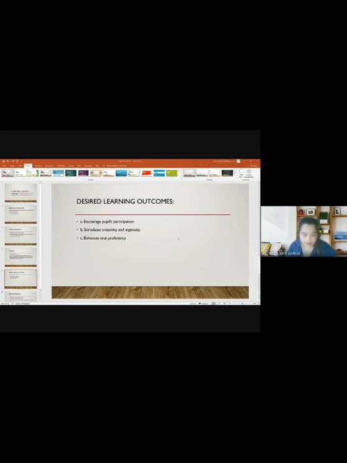This strategy does have desired learning outcomes as well. First one will be encouraging pupils' participation. Next will be stimulating creativity and ingenuity. Lastly, it enhances oral proficiency.